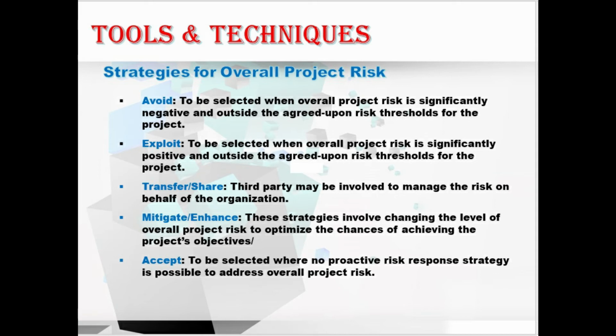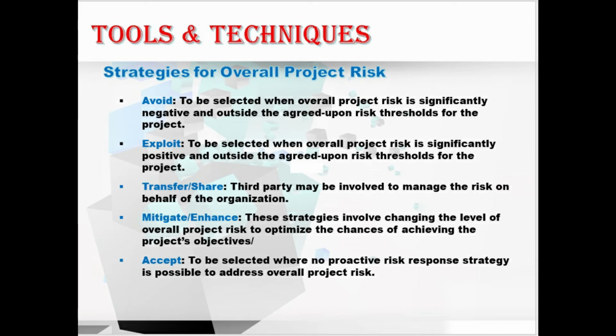Let me explain one by one. First, avoiding. In this, to be selected when overall project risk is significantly negative and outside the agreed upon risk thresholds of the project. Exploiting. This is to be selected when overall project risk is significantly positive and outside the agreed upon risk thresholds for the project. Third is transfer or share.